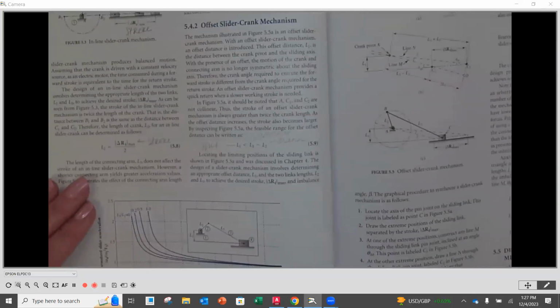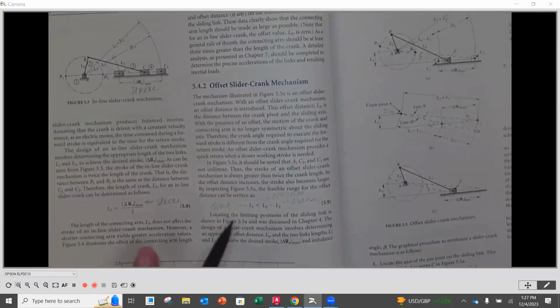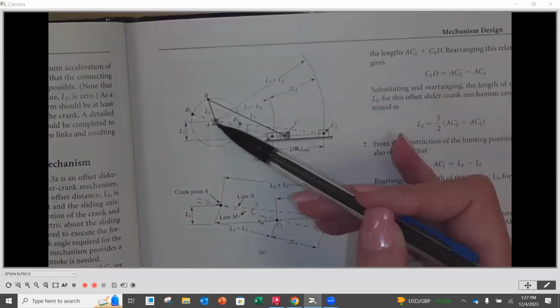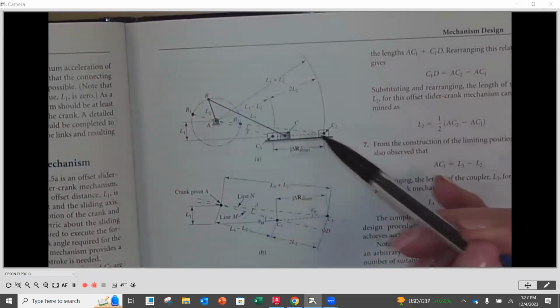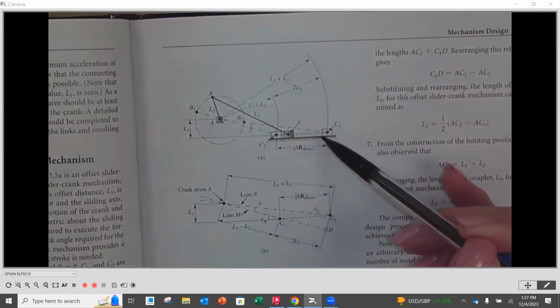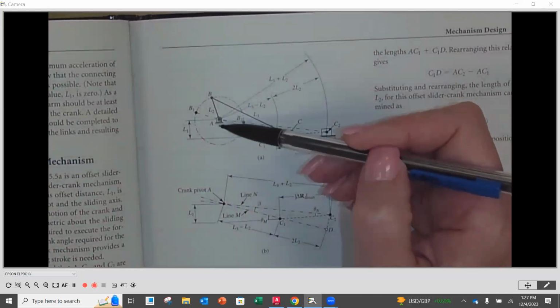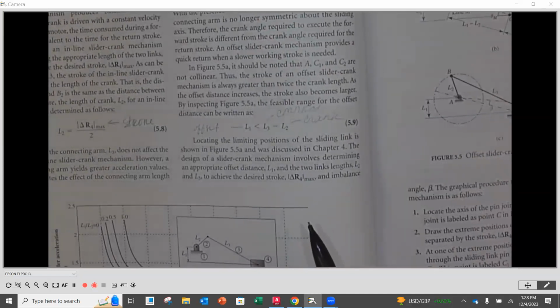For our offset, if we look at that section for the process, we know on page 114 in the offset crank mechanism, to find that offset distance L1, remember, the offset distance is the distance between the center of rotation of our crank and the line of travel of our slider. In this case it's the vertical distance, L1. Now L1 simply has to be less than L3 minus L2.